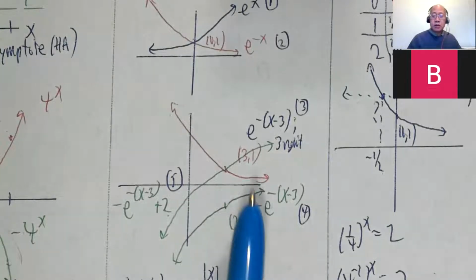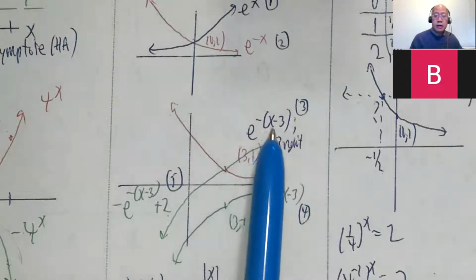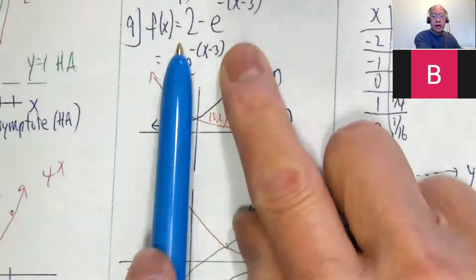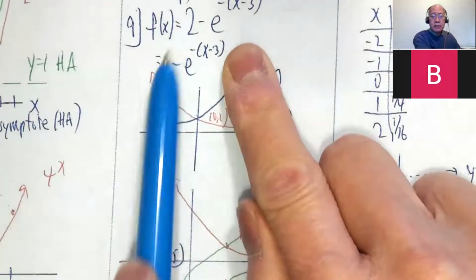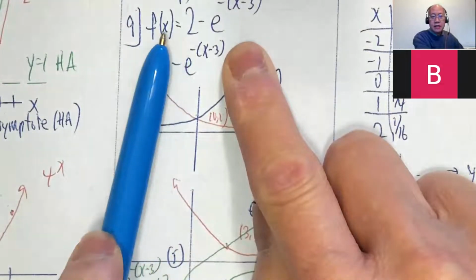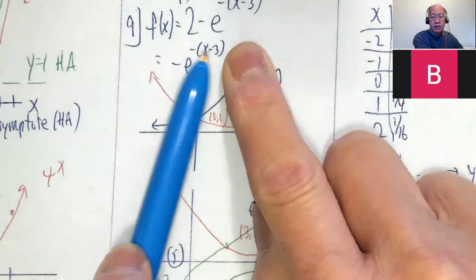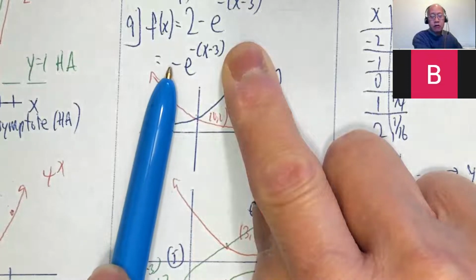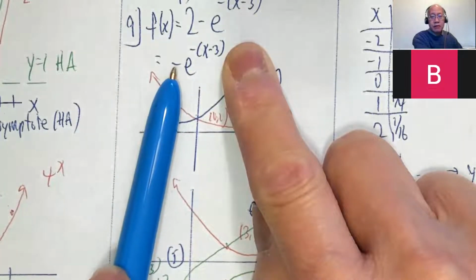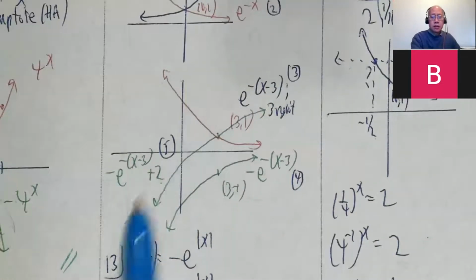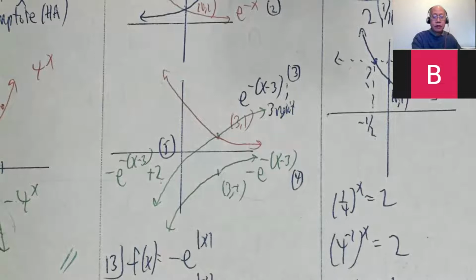Yeah, it depends on what's given, but it looks like the +2 comes at the very end. So I should analyze all of this first. See, all of this seems to be together. So I went from e to the x, e to the negative x, replace it with x minus 3, and then the reflection comes next. It's kind of like order of operations. So by order of operations, I do the negative first, and then finally 2 up. Okay. That'll give me what I want in the final analysis.